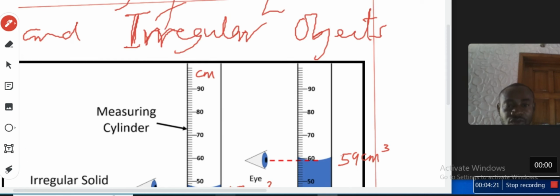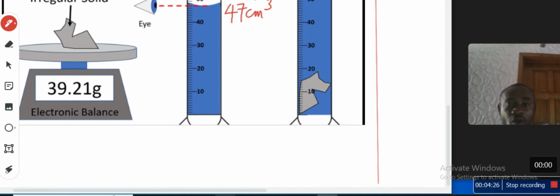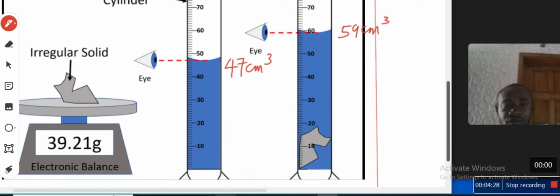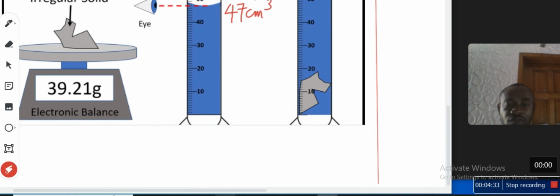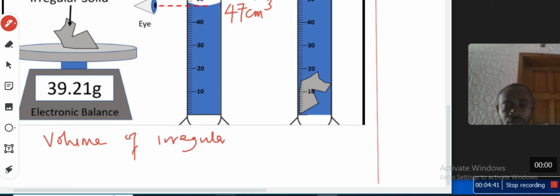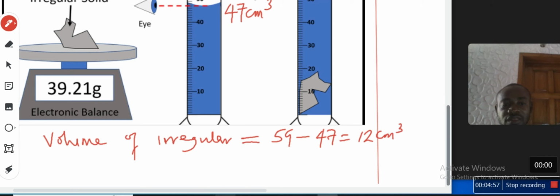So what's the volume of the object that we dropped? Remember, this is in cm cube. What do you think is the volume of this irregular object? 12. How did you get that? Subtraction. Good. So the volume of the irregular solid will be the volume after dropping it into the water minus the volume before, which is simply 59 minus 47, which is 12 cm cube.